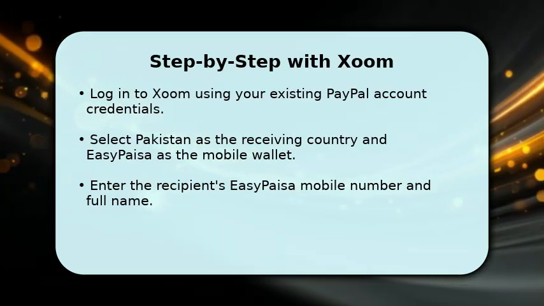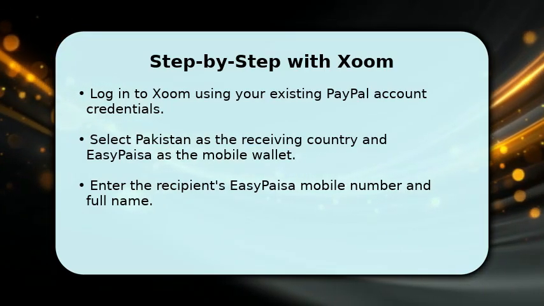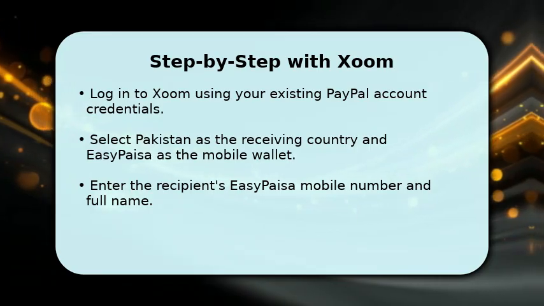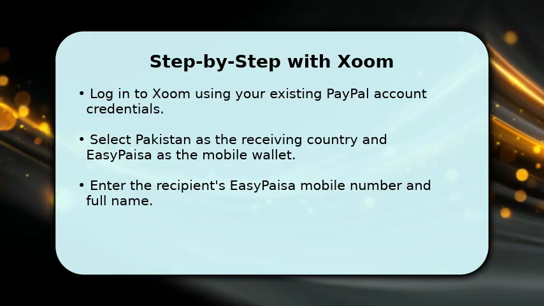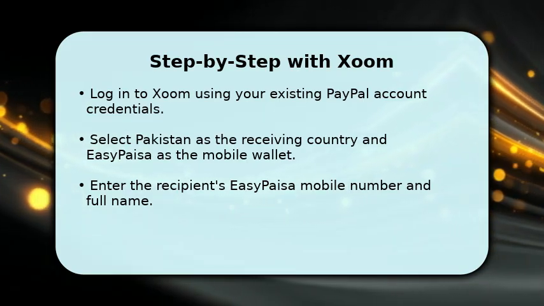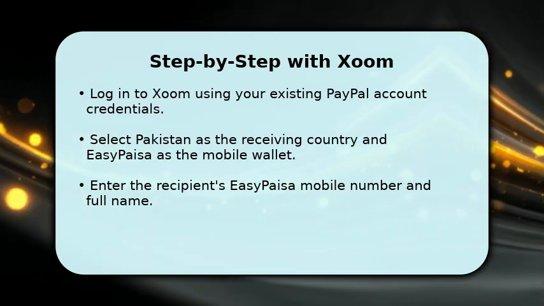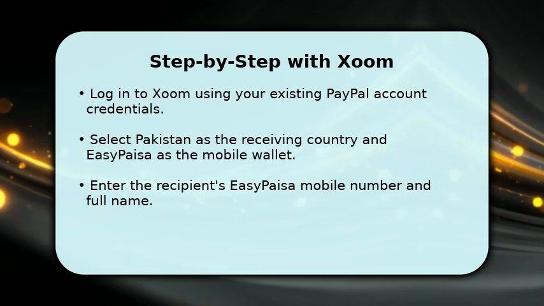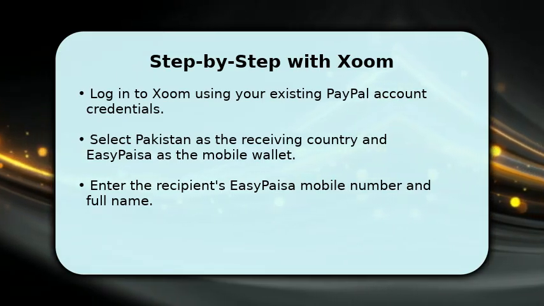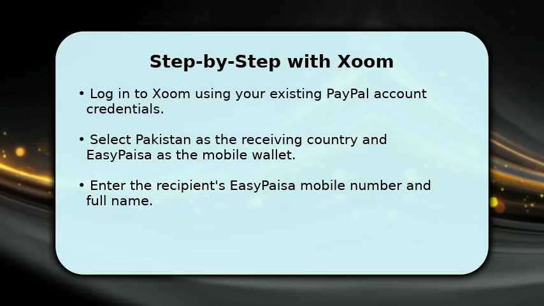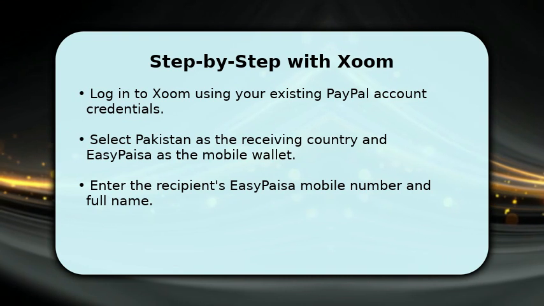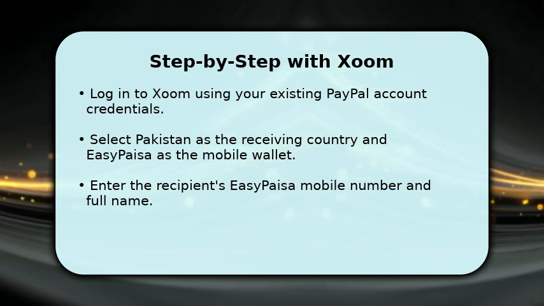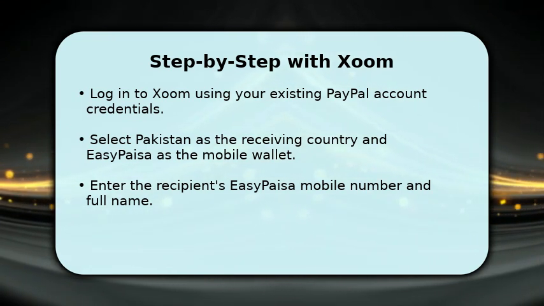First, visit the Zoom website or open their app and log in using your PayPal account details. Next, you will select Pakistan as the destination country and choose EasyPaisa as the mobile wallet option for your recipient. Carefully enter the recipient's EasyPaisa mobile number and their full name. Before finalizing, always review the transfer amount, any associated fees, and the current exchange rate to ensure accuracy. Then, you can proceed to confirm your transaction.